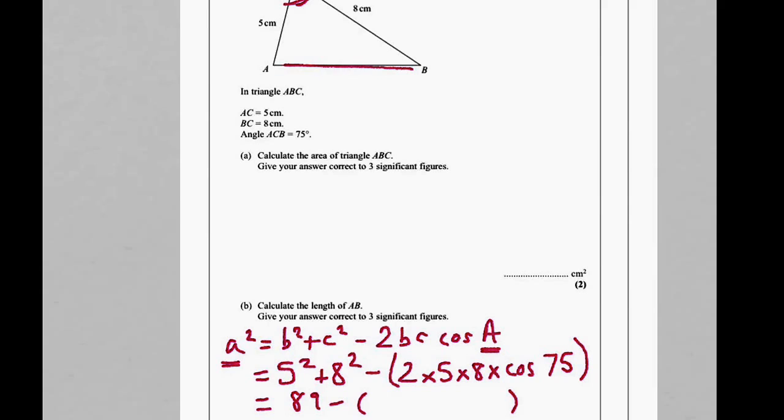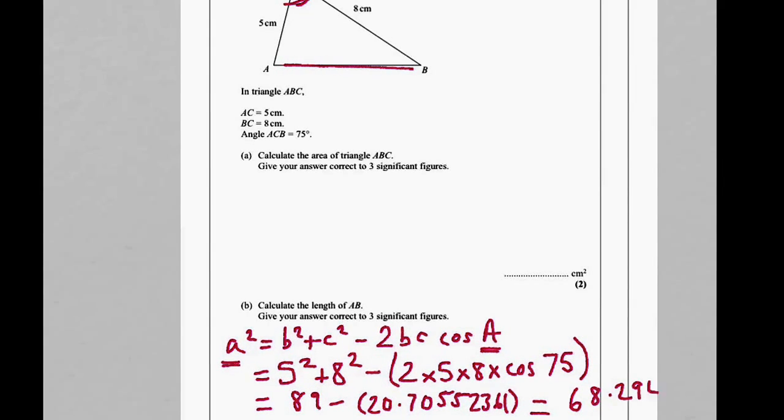Some of you might be able to do it succinctly on your calculator, but I prefer to work these things out. 2 times 5 times 8 times cos of 75 is equal to 20.70552361. And when I work that out, 89 take away 20.70552361, the answer I get is 68.29447639.